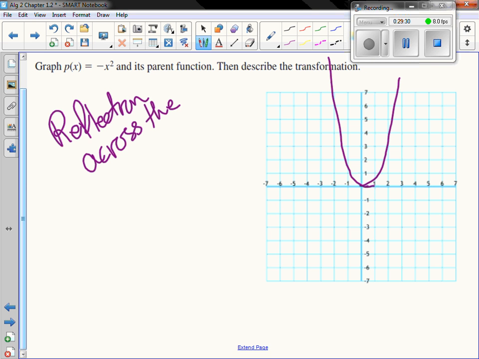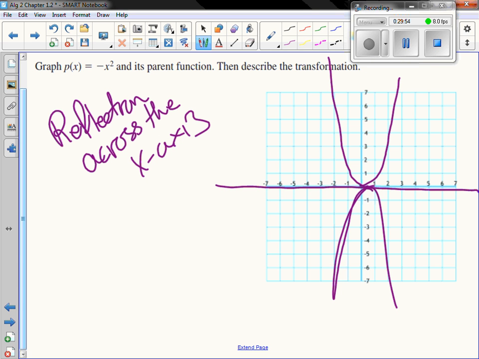Across the x-axis, because the negative is outside the parentheses, it's not inside. It's across the x-axis. So that means every point here is going to be flipped straight down. Whatever the line of reflection is, so this line here, the distance away from it will be the same. So it'll actually look something like this here.